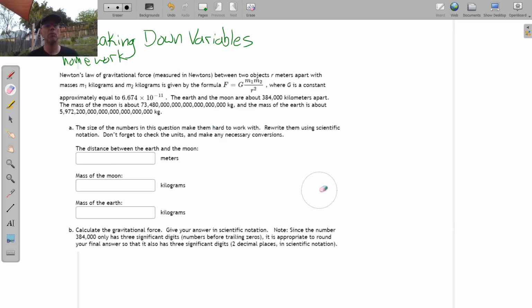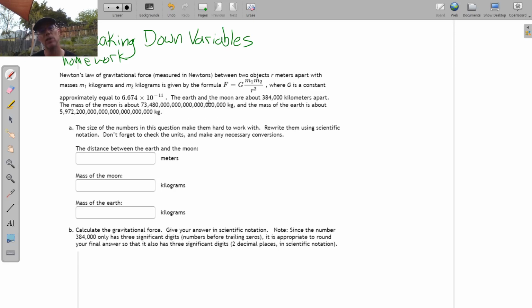So here we have a problem about gravitation between the Earth and the Moon, and we're going to use Newton's gravitational formula to figure out what is the force of the Earth and the Moon on each other. To do that, to apply this formula over here, we need to know what G, the gravitational constant of the universe, is, and the mass is how much material each body has, and then r is how far they are apart. So we're given all that information here.